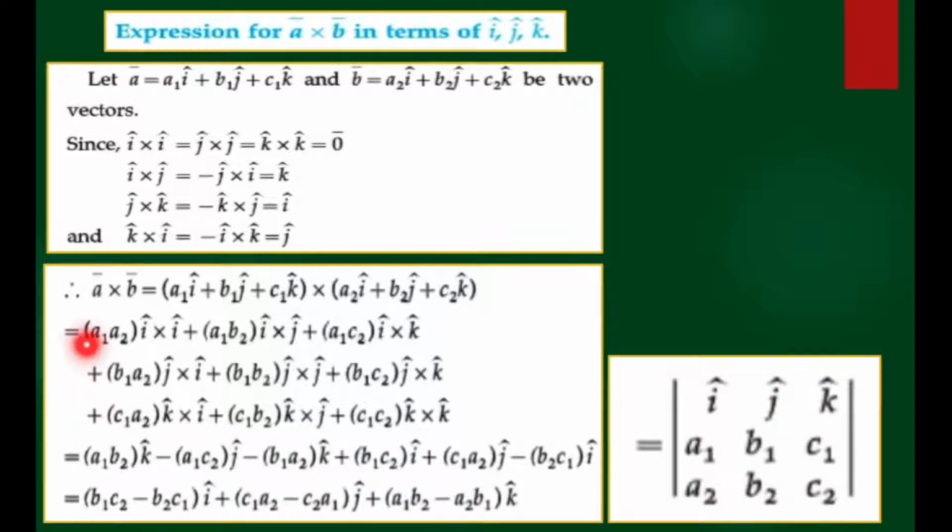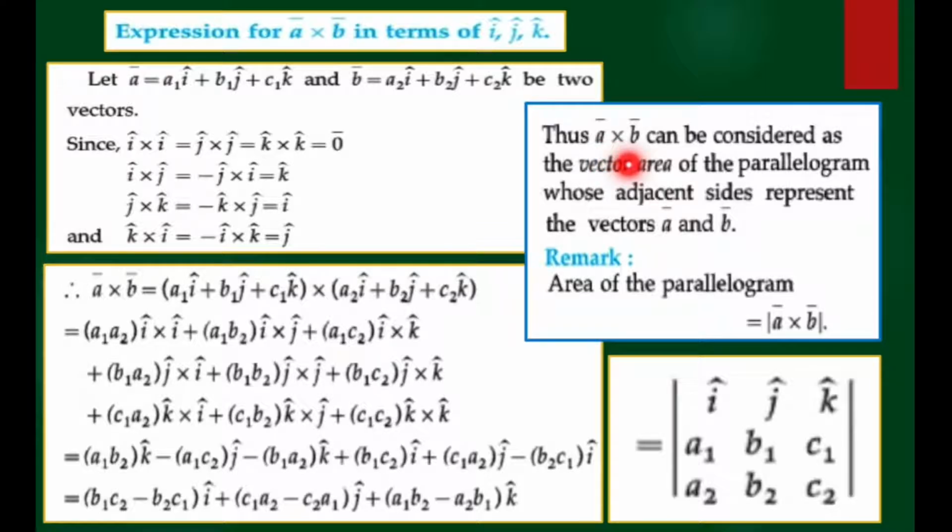So from this we can say A bar cross B bar equals, in determinant, in the first row i, j, k, in the second row A1 B1 C1, and in the third row A2 B2 C2. So when we have to find the cross product of two vectors, by using this determinant also we can find the cross product of those two vectors.